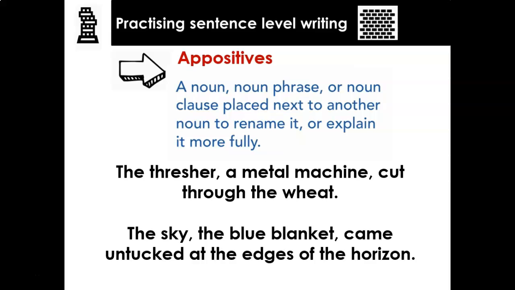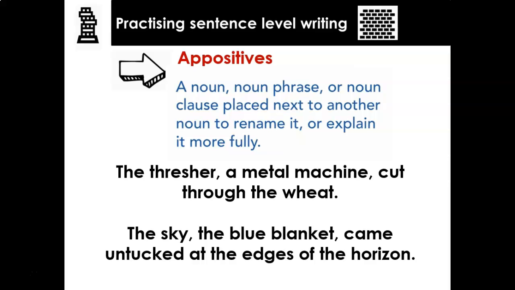The postmistress was the noun, and then next to it was this beautiful noun phrase, an extended description that explained it more fully. So let's look at these examples together. The thresher, a metal machine, cut through the wheat. Can we see there's our first noun, the thresher, that's naming the object. Then we've got our appositive, a metal machine. So that is explaining and renaming the thresher.